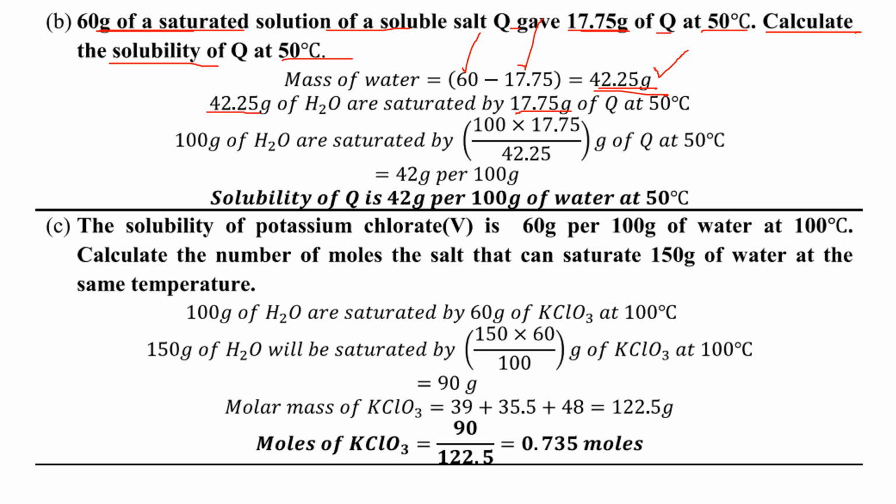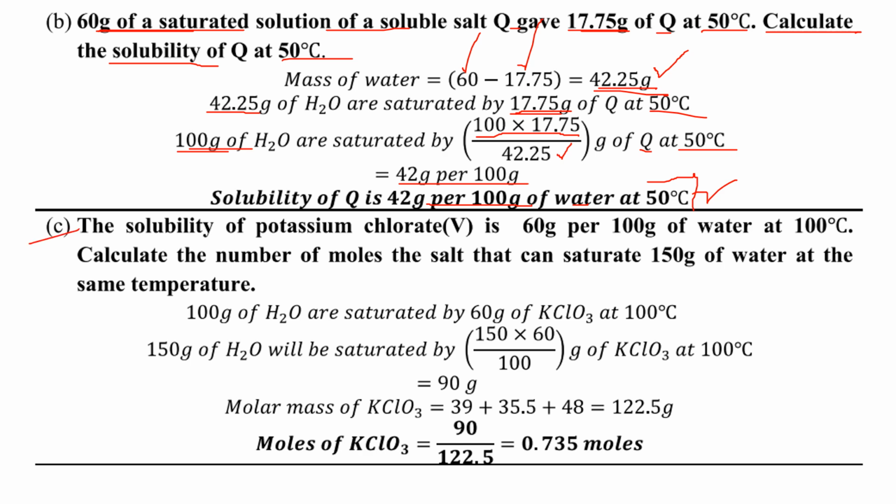So 42.25 grams of water are saturated by 17.75 grams of our dry solid CHU at a specific temperature. Then what about 100? Because solubility is measured in terms of 100 grams of a solvent. So 100 grams of water are going to be saturated by 100 multiplied by 17.75, then divided by 42.25 grams of CHU, at the same temperature, and you're going to end up with the solubility being 42 grams per 100 grams, which are the units of solubility. Therefore you conclude that the solubility of CHU is 42 grams per 100 grams of water, at the same temperature at which you are conducting the experiment, or 50 degrees Celsius.